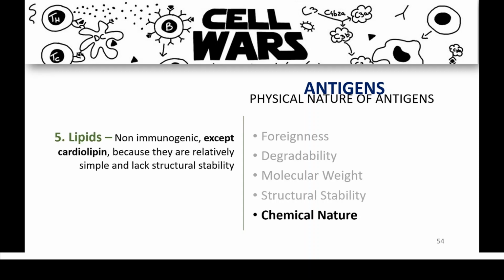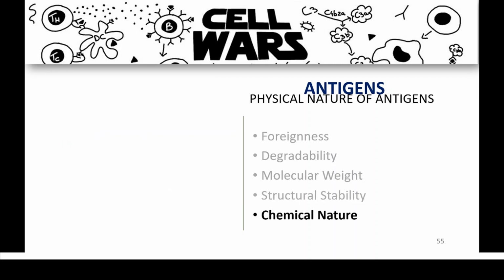Another is lipids. Lipids are basically non-immunogenic except for cardiolipin. Lipids are non-immunogenic because they are relatively simple and they also lack structural stability. But when they are linked with proteins, they become lipoproteins and therefore they can now be rendered immunogenic. Another, we have polypeptides such as hormones. They are referred to as weak antigens.